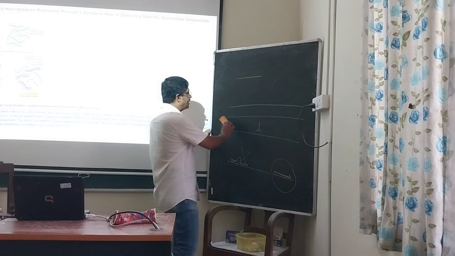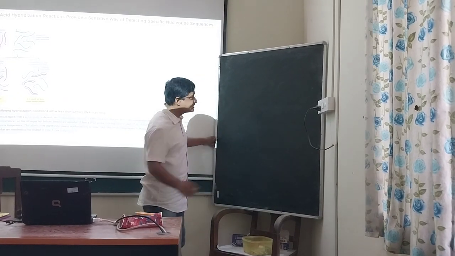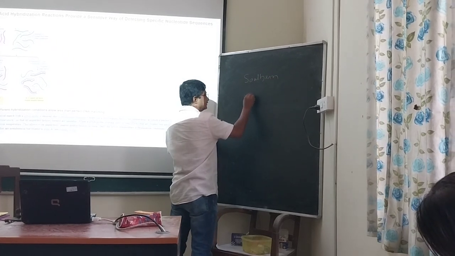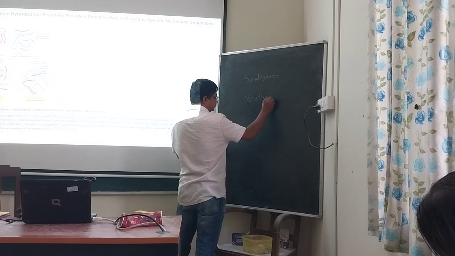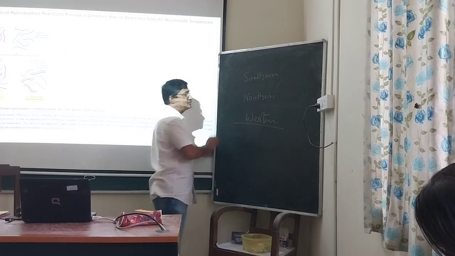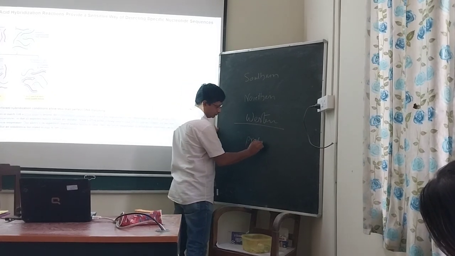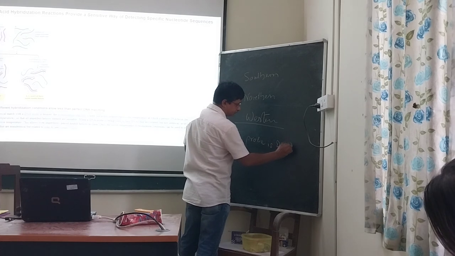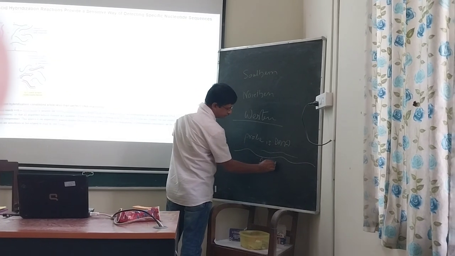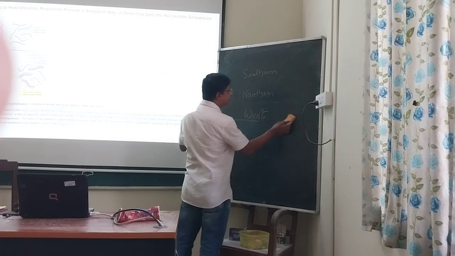Okay? Now there are three different hybridization techniques: Southern, Northern and Western. In Southern hybridization, the probe is a DNA molecule and it is getting hybridized to a DNA molecule. So how do you perform a Southern blot?